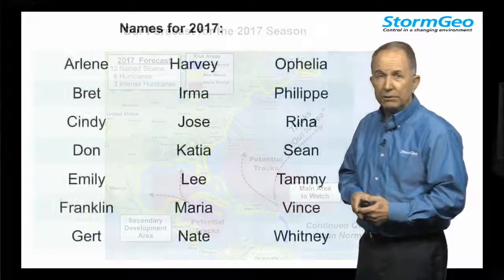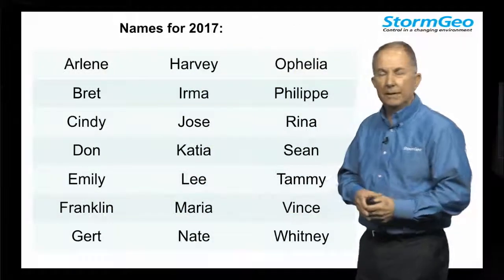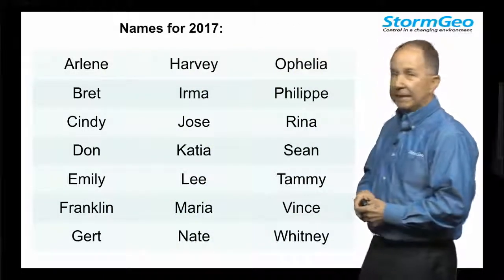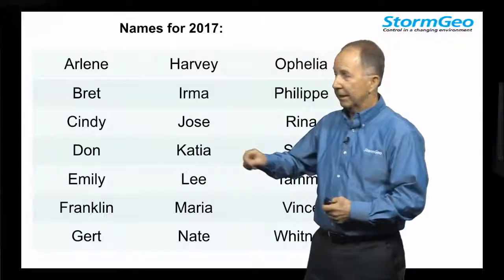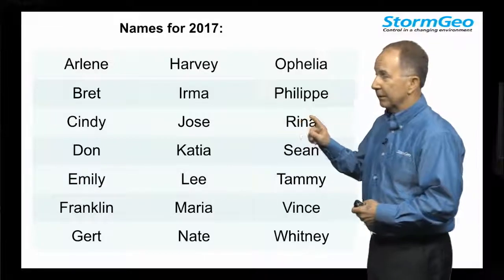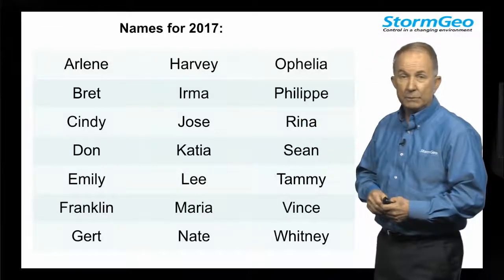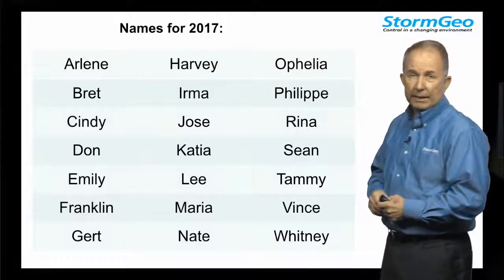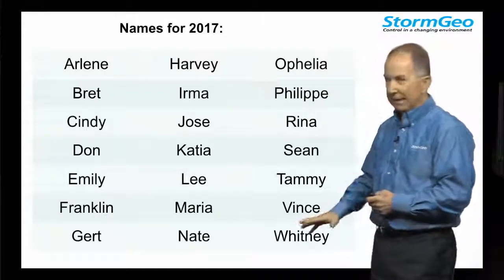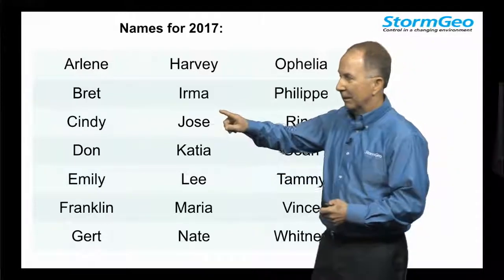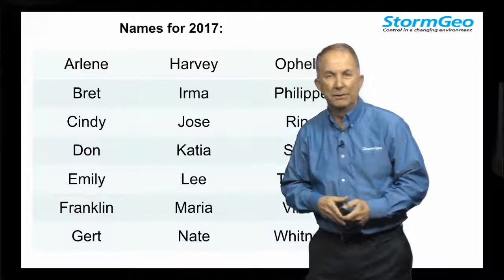As far as the names this year, this is the list, the same list as 2005 and 2011. We had Dennis retired in 2005; now that's Don. We had Katrina retired; now that's Katya. Rita was retired; the new name is Rena. And Wilma was retired in 2005; the new name for that storm is going to be Whitney. I don't think we're going to make it all the way down there. More likely somewhere up in this area as far as the name list for this year.